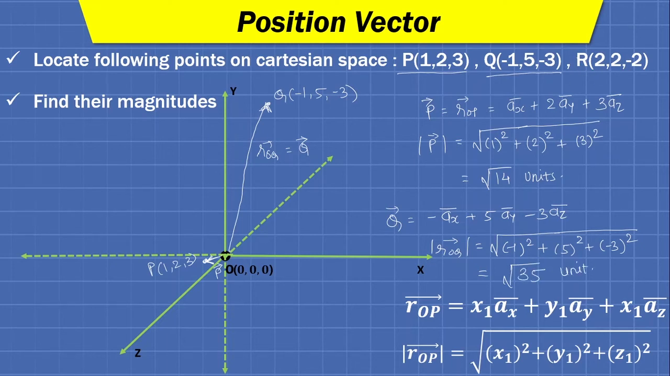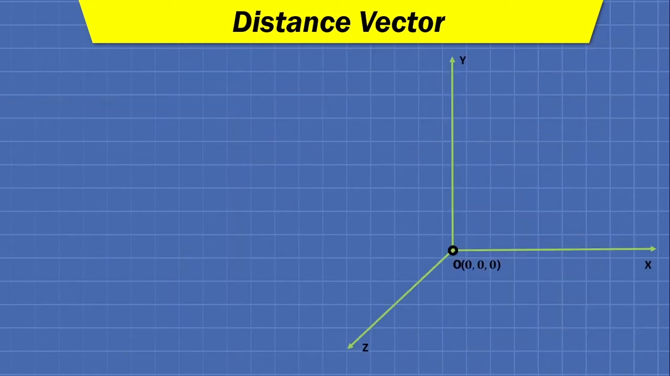Now I leave this third point R (2, 2, -2) to you to represent as practice. Okay, moving further, the distance vector. Up till now we have learned how to represent a point and how to represent that point in position vector form. Now we will learn how to represent a distance between two points.